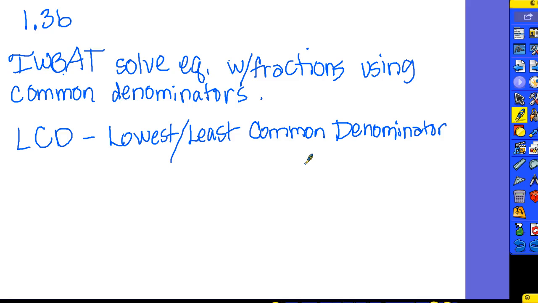So least common denominator is our vocabulary. I'm not going to define that. I just want you to know when I write LCD, I'm looking for the least common denominator or the lowest common denominator, your choice.